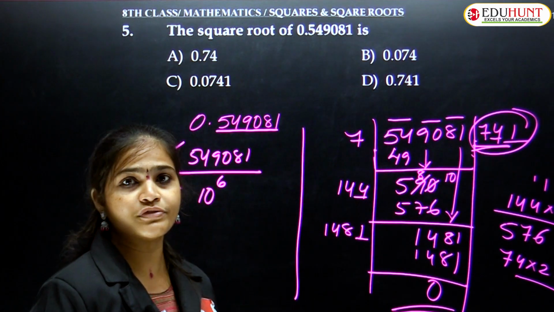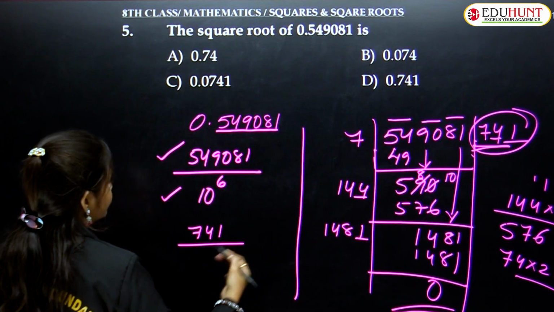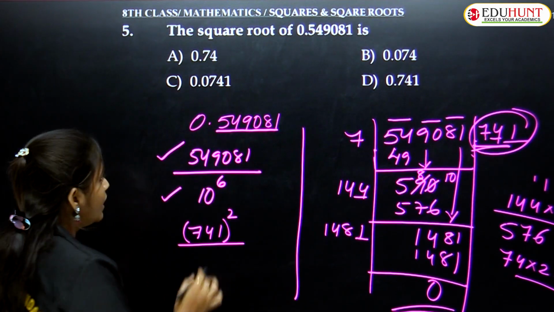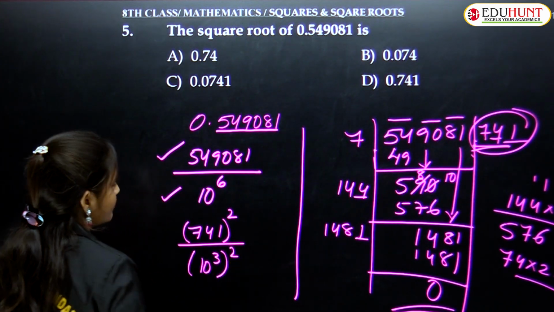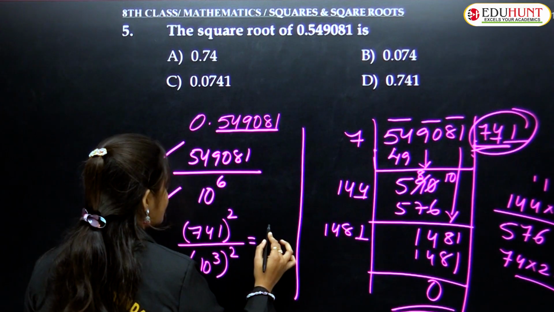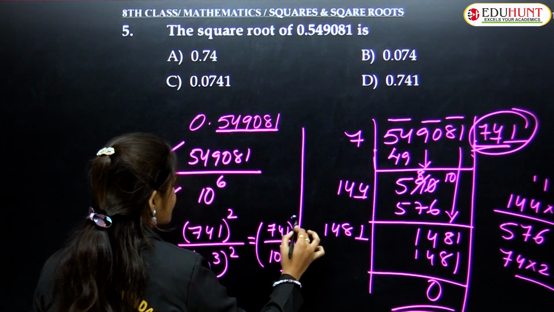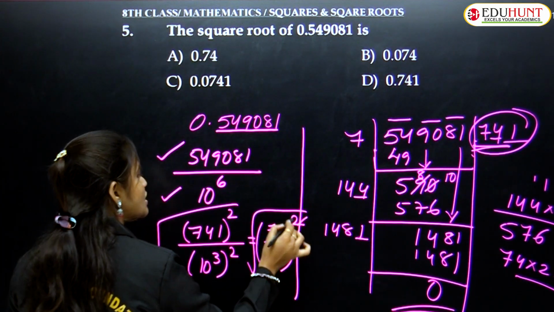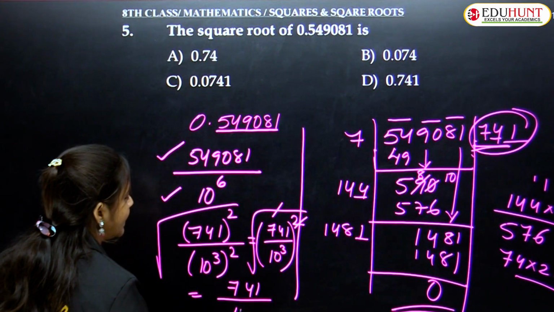What is the square root of this number? That is 741 by 10 cube, whole squared. Okay, here we can write this one as 10 cube whole squared. So we can write this one as 741 by 10 cube whole squared, and we are finding the square root of this number, no? So square and root get cancelled, so finally 741 by 10 cube.